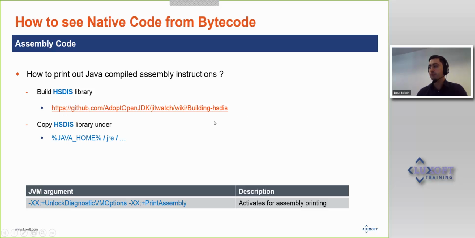Here it's really a good guideline in order to build this library. The HSDis library, sorry, is the library that is used for seeing the assembly code, and here is really good documentation in order to build it on a specific platform. After you get the shared object, the SO or DLL, depending on your operating system, you just have to copy it under the JRE environment. And when you start the JVM, don't forget to put these arguments: UnlockDiagnosticVMOptions and PrintAssembly. This way you activate the assembly, it's printed into the console, and you can see all the things that were compiled.